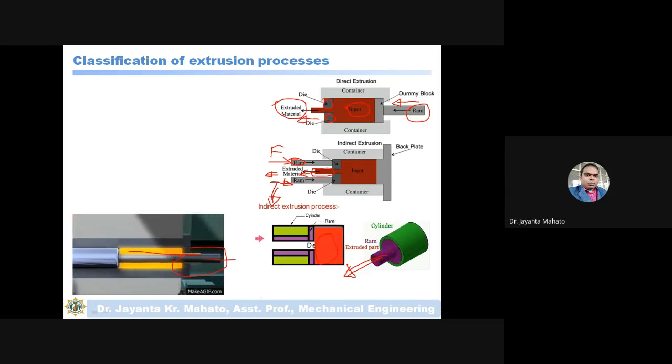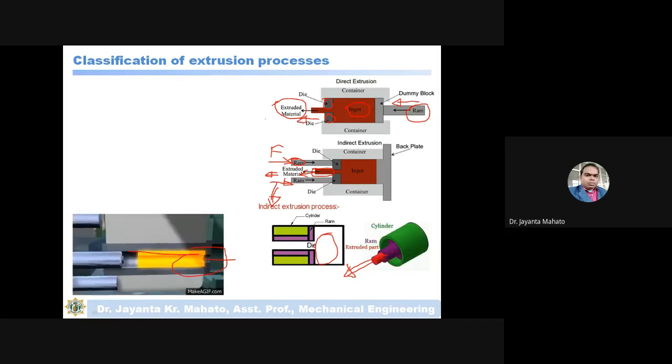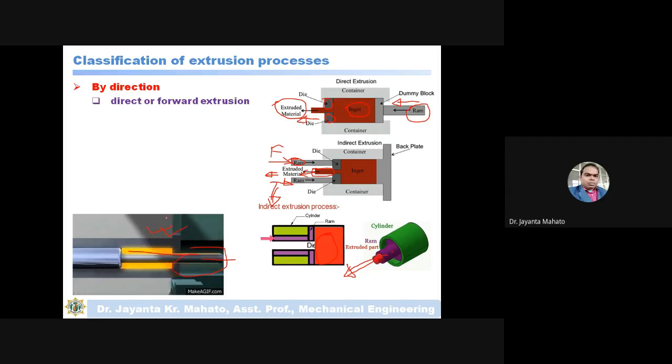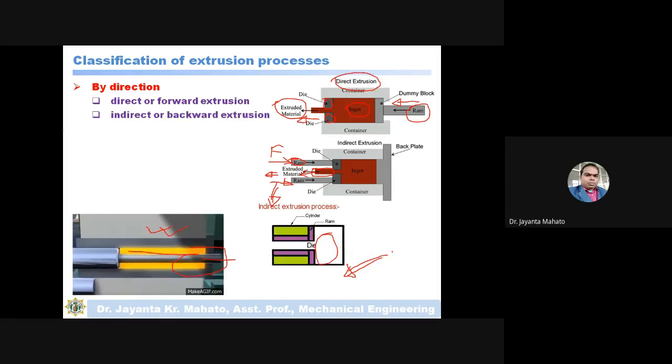So the extrusion process may be classified according to the direction of the applying force and the extruded part coming out. So this classification may be according to the process and according to the condition, means either it is hot or cold. By direction, it is called direct or forward extrusion. This is the direct extrusion type, first one, and another is indirect or backward extrusion.